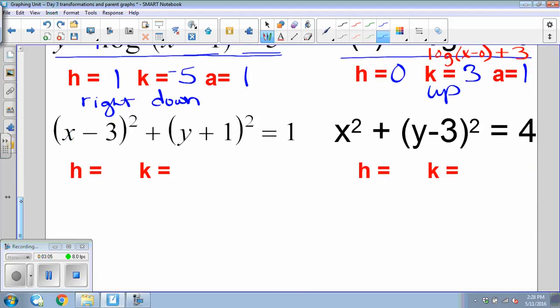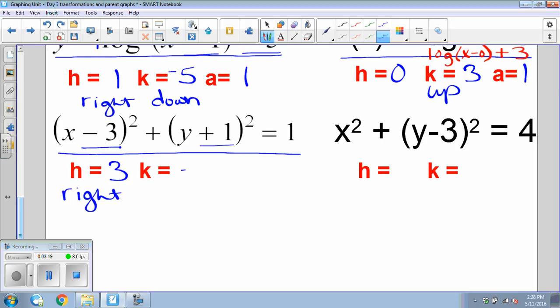In this last example, H is positive 3, so it is shifted to the right 3 units. K is negative 1, so it's shifted down 1. And this is a circle, so it can't be reflected.